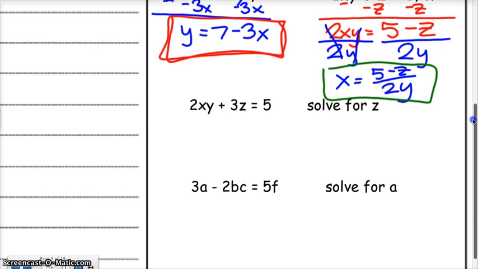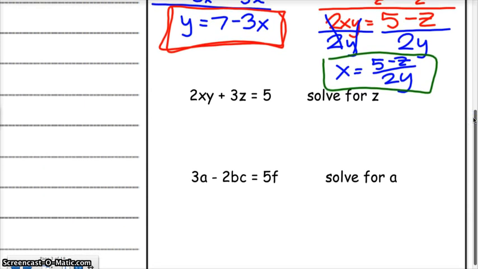I want you to go through and try to solve the next two. Compare with the student next to you.